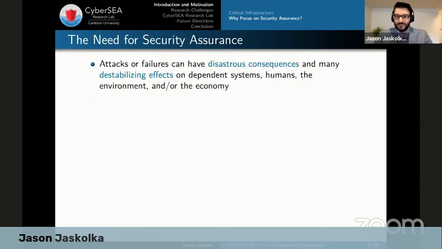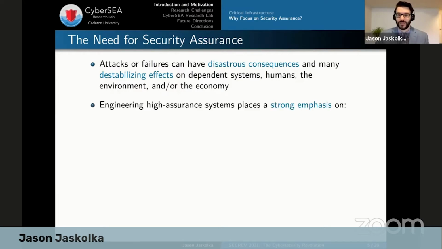So why do we need security assurance? Well, when we consider attacks or failures on critical infrastructure systems, these could have disastrous consequences and many destabilizing effects on all of the dependent systems, the humans, the environment, and the economy as well.